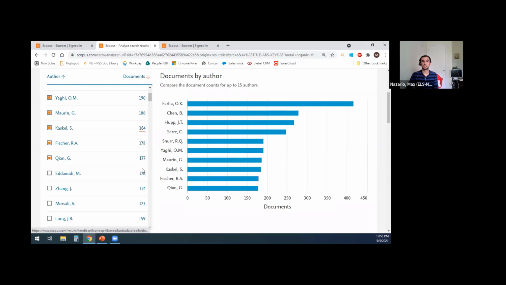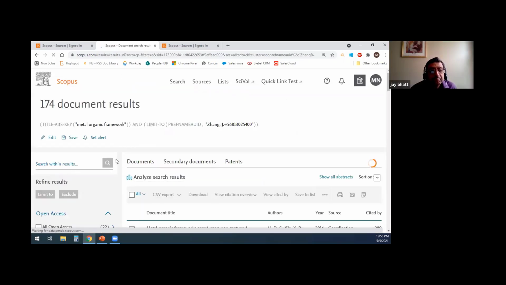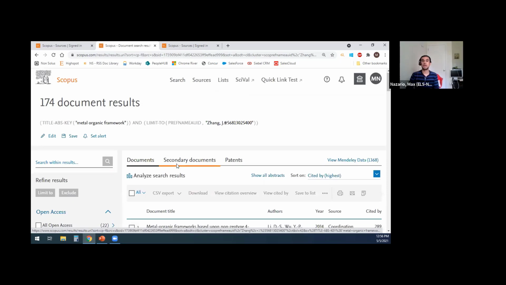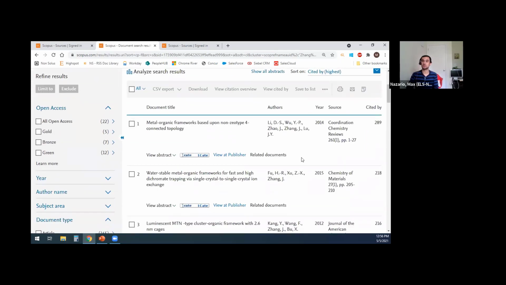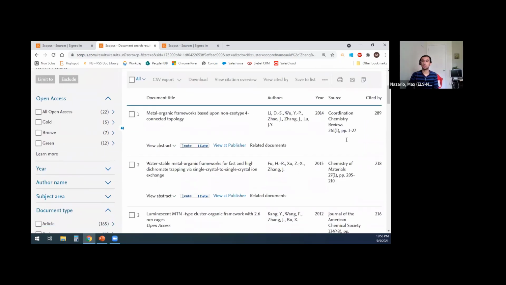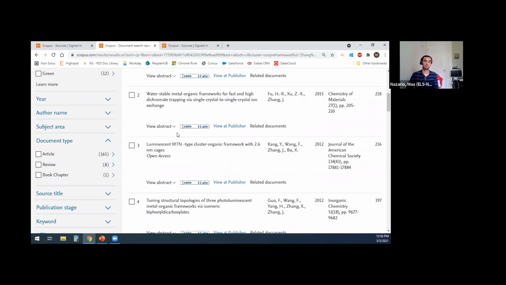And if you wanted to, you could also click the number next to their name, and that will filter all of those search results and limit them to that one researcher you've indicated. If you want to understand a little more about their research, you can then scroll through those. So that's one way that you could do that.